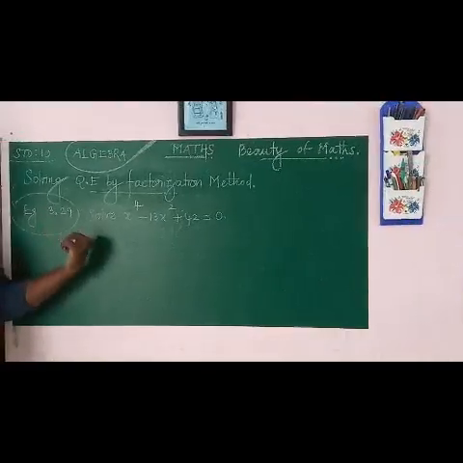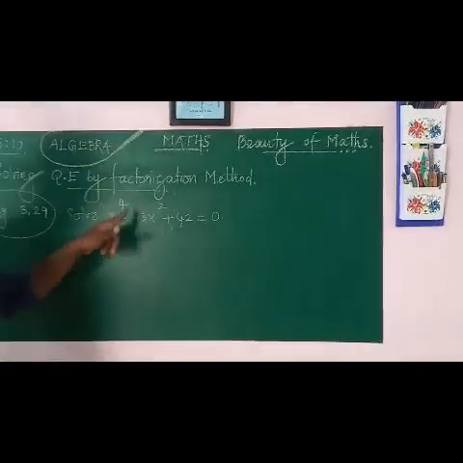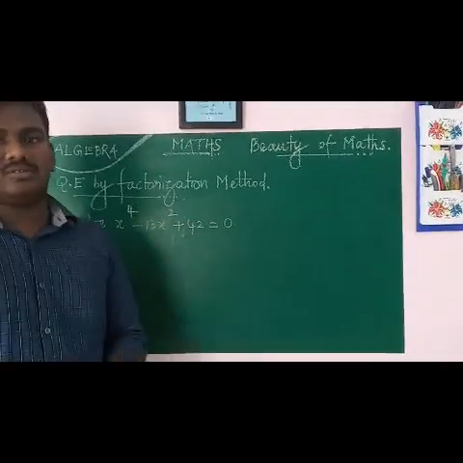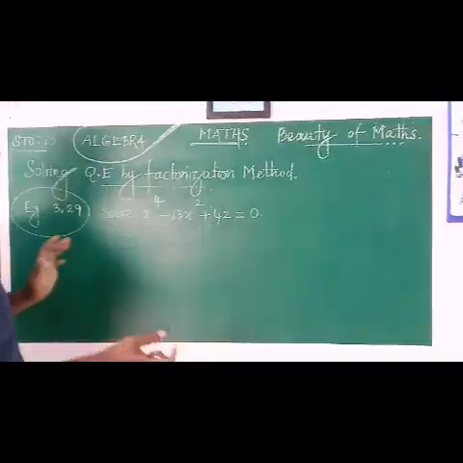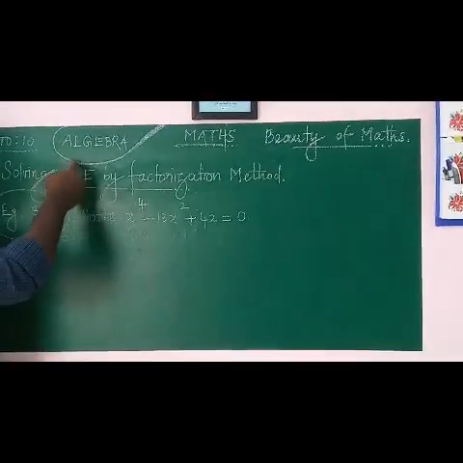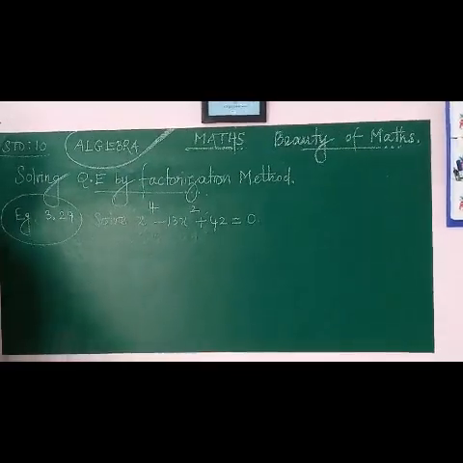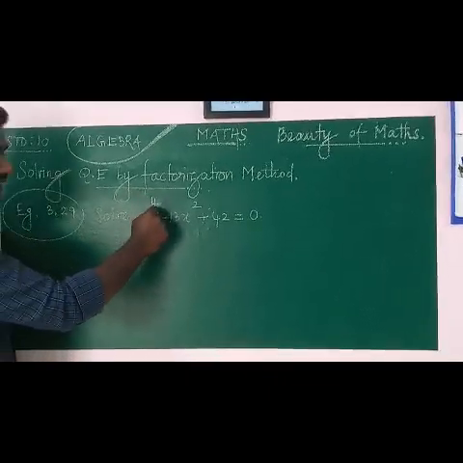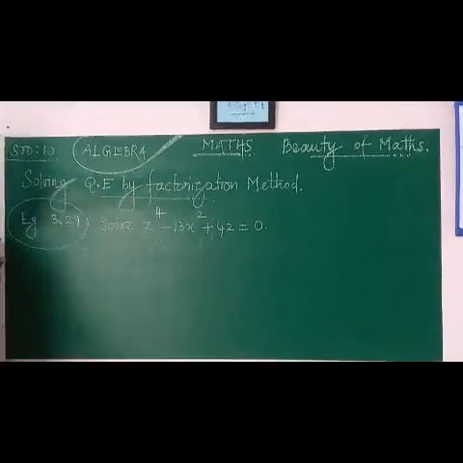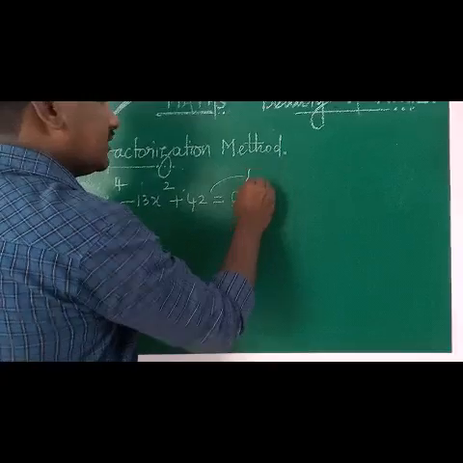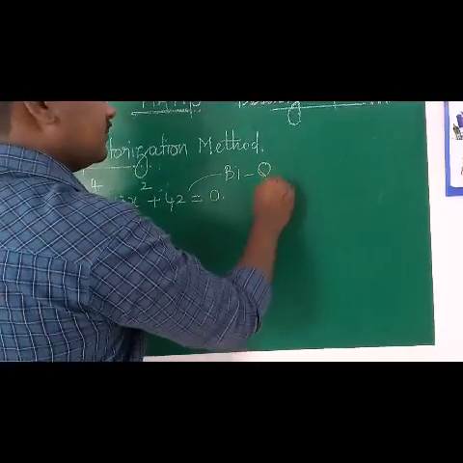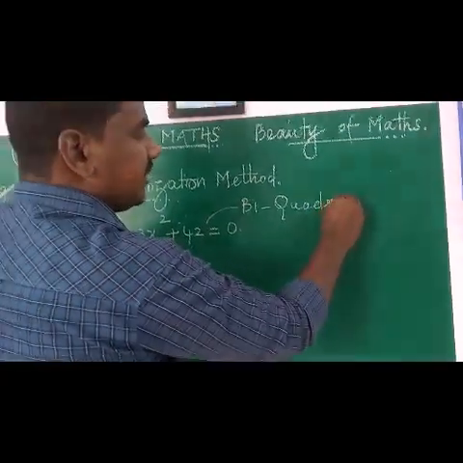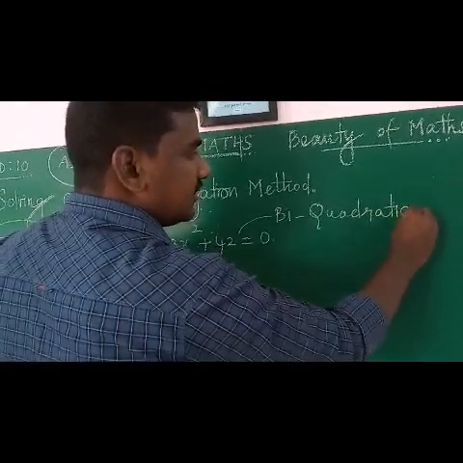Example number 3.29. Solve x power 4 minus 13x square plus 42 is equal to 0. Sir, you told solving quadratic equation by factorization method. But the given equation is not a quadratic equation. The degree of this equation is 4. This is called the biquadratic equation. Name of this equation is biquadratic.